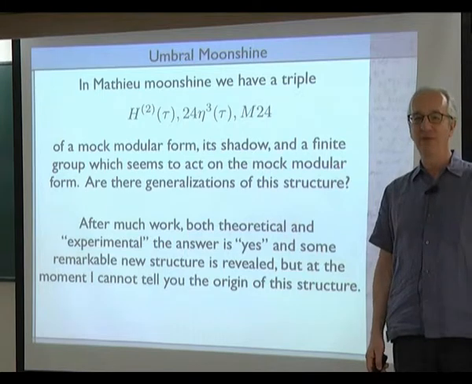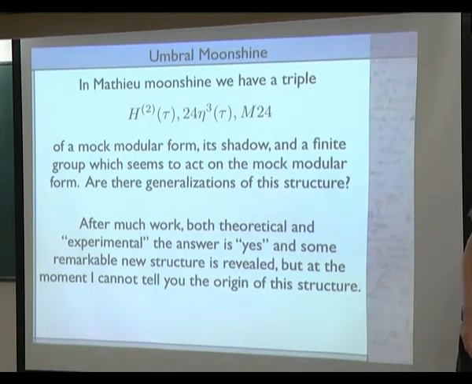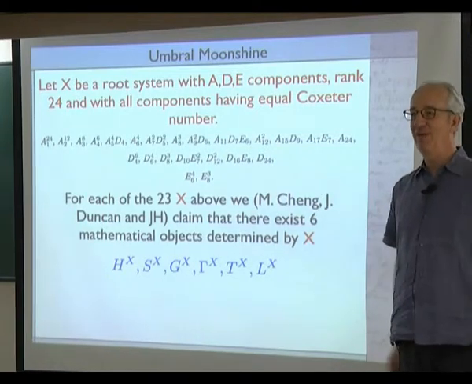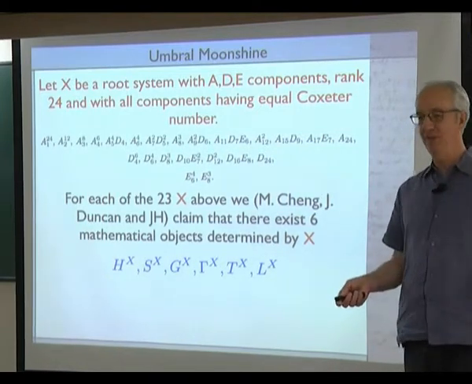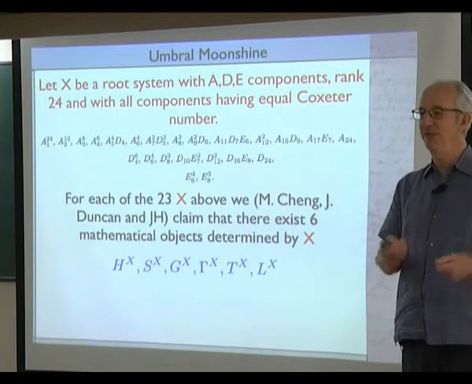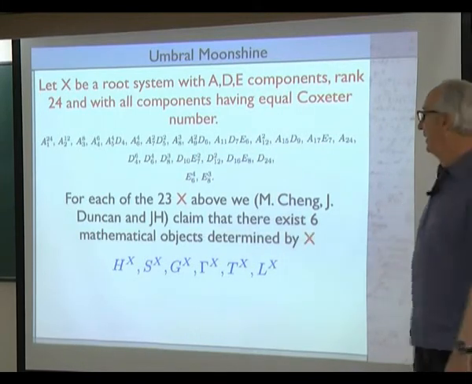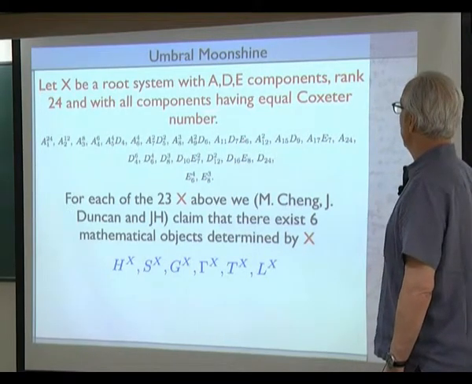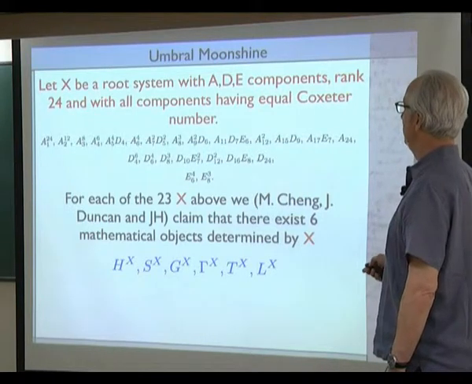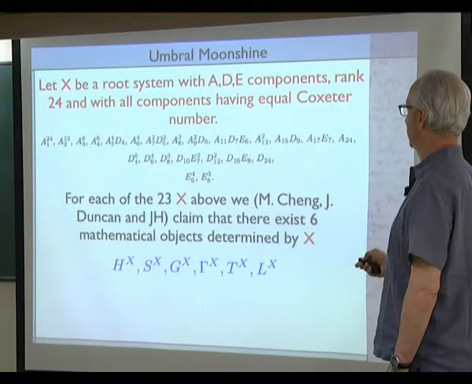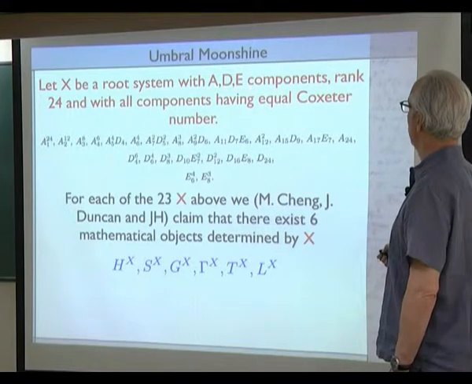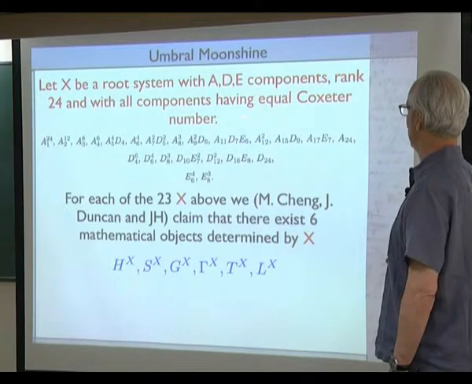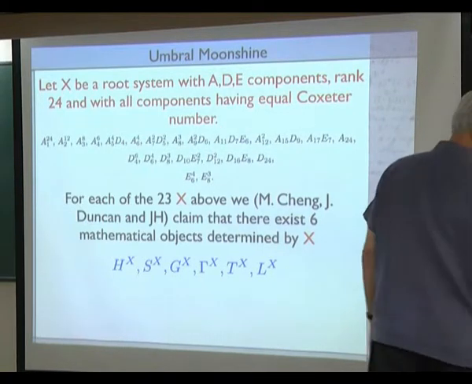And this very much has the feeling that we all have, that sometimes you find something and it's not like you invented it, you discovered it, because once you find one piece of it, you keep digging and you find more and more and more. And this is very much like that. So at least mathematically, the organizing object seems to be a quantity that I will call X. X is a root system with A, D, E components, rank 24, and with all components having equal Coxeter number.